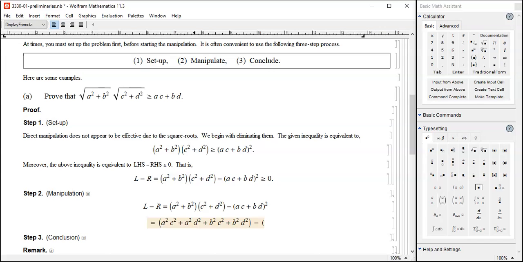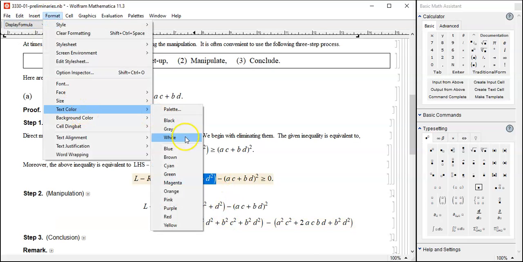How about the right hand side, the second term? a squared c squared, the first term squared, and then 2acbd, and then b squared d squared using the complete square formula. Okay, let's align the equalities. And by the way, let's rewrite like this. This is blue.